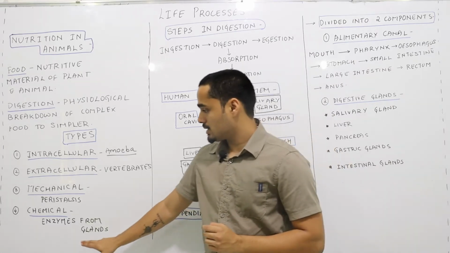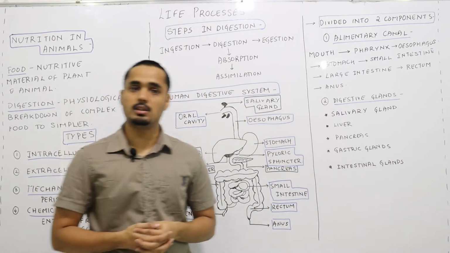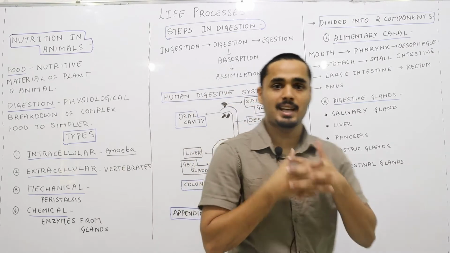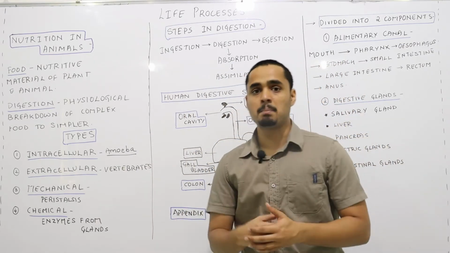And then the last type is called chemical digestion, where various glands present in the human body secrete various enzymes, and these enzymes act on the food and break them into simpler components.